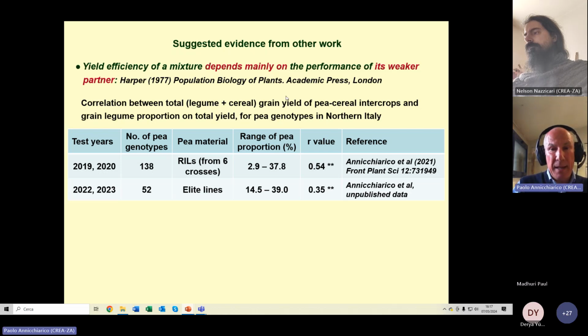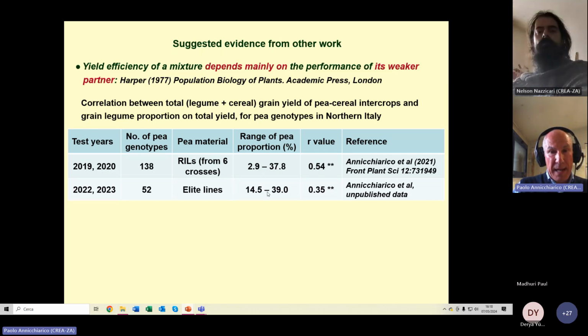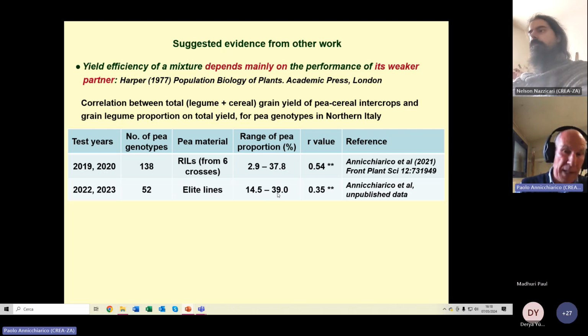And I'm adding here some results for pea cereal intercrops producing grains, which are just showing the same. So also for pea, normally it is at competitive disadvantage with cereals. You can see here for two data sets, independent genotypes and years, the range of P proportion of these numbers of genotypes. Here it is very large because we are just taking random lines from reels. Here are elite lines, but still, you see, we have a pretty large range of P proportion. If you like, a pretty large variation for competitive ability, and having greater P proportion in a mixture also means greater yield of the total mixture, that is legume plus cereal, in both cases.